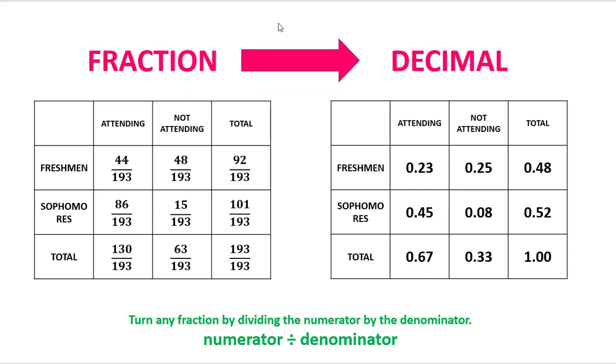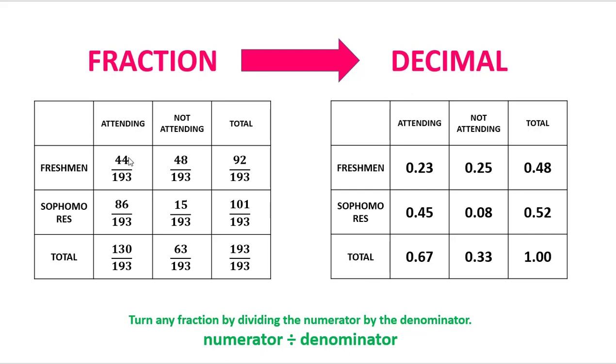So what if we didn't want a fraction for the relative frequency? What if we wanted to display our frequencies as decimals? Well, we could take that fraction and convert it into a decimal. The way we do that is by dividing the numerator by the denominator.